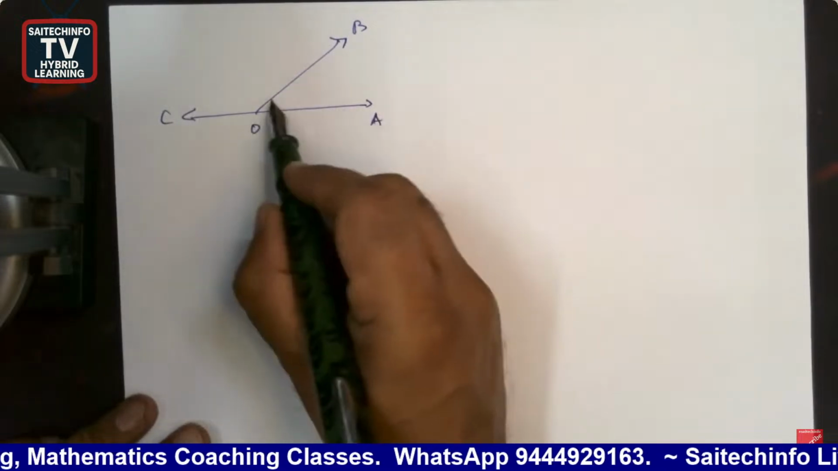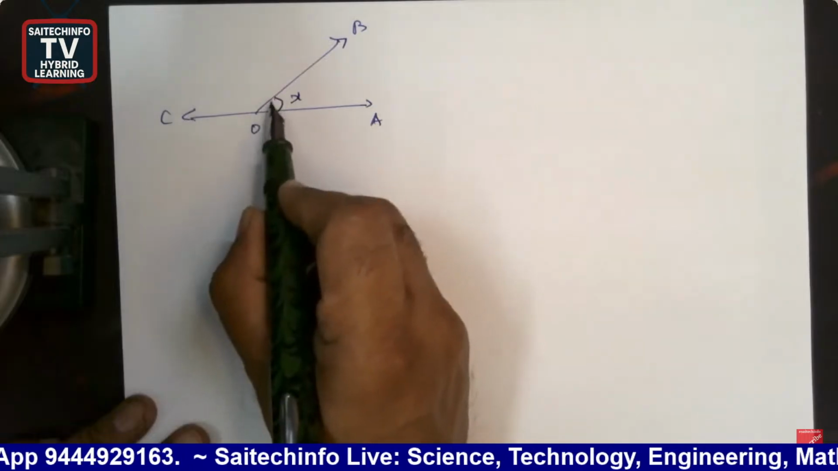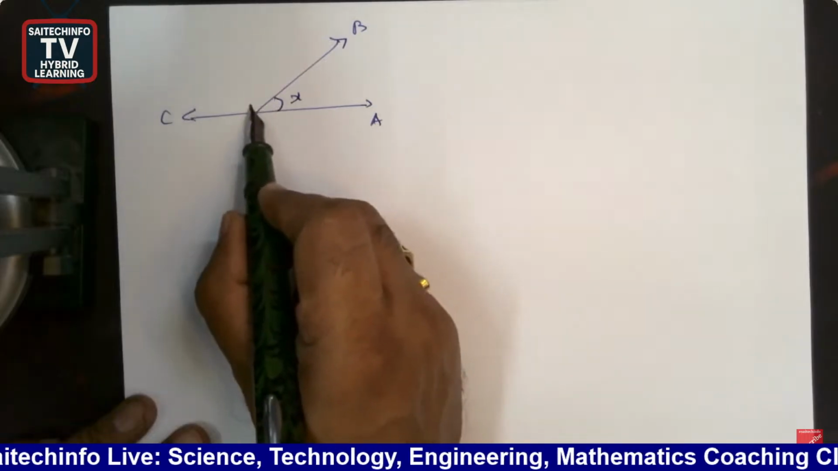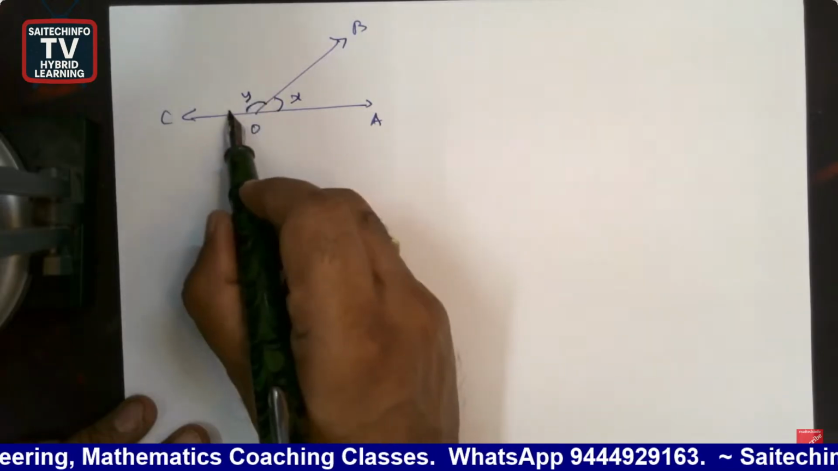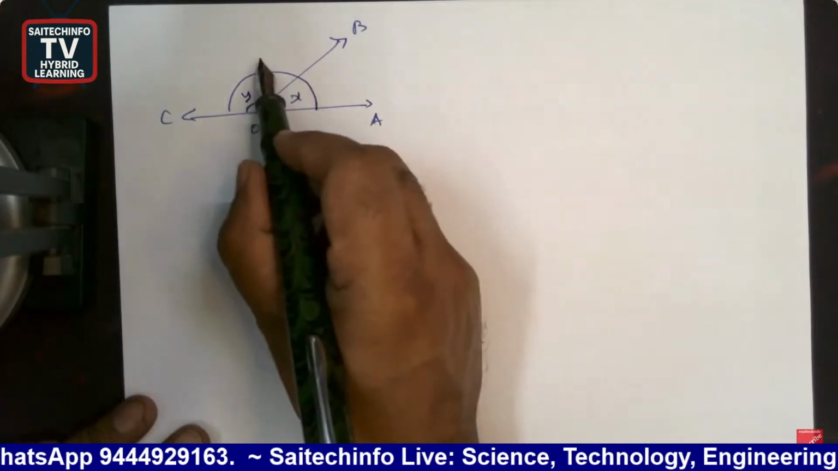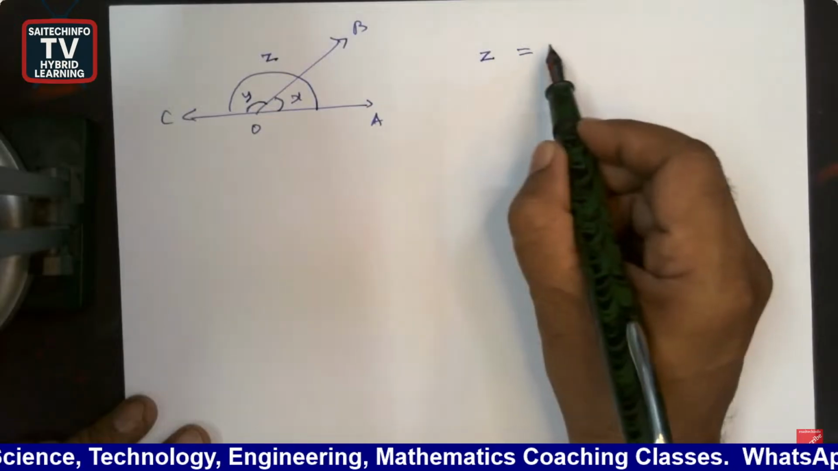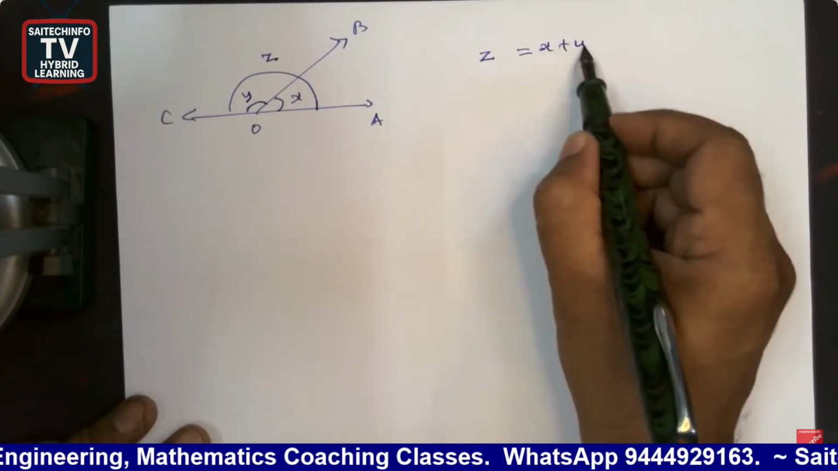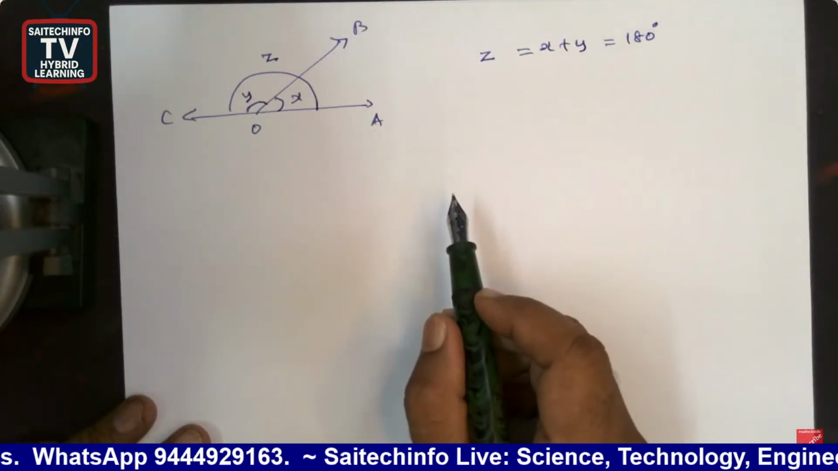So AOB is X degree, BOC is Y degree, okay? And what about AOC? That is 180 degree, Z. So Z in this case is X plus Y, that is equal to 180 degree. Are you able to follow?